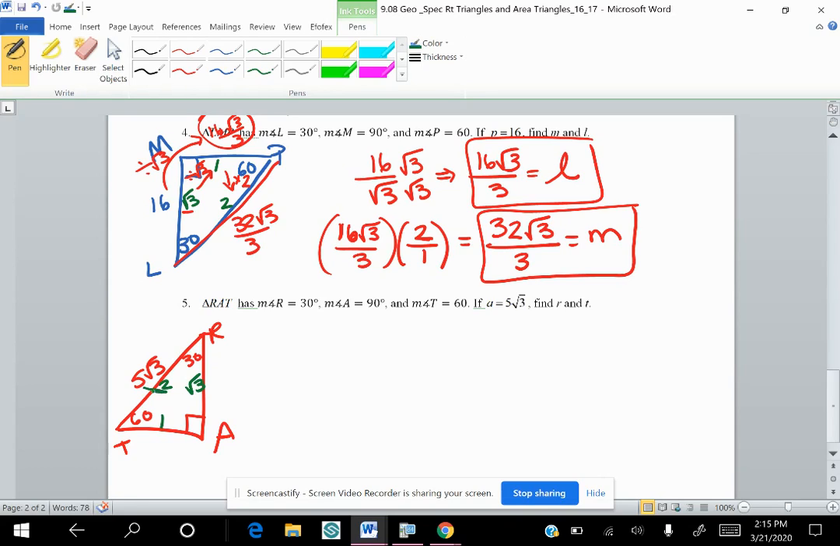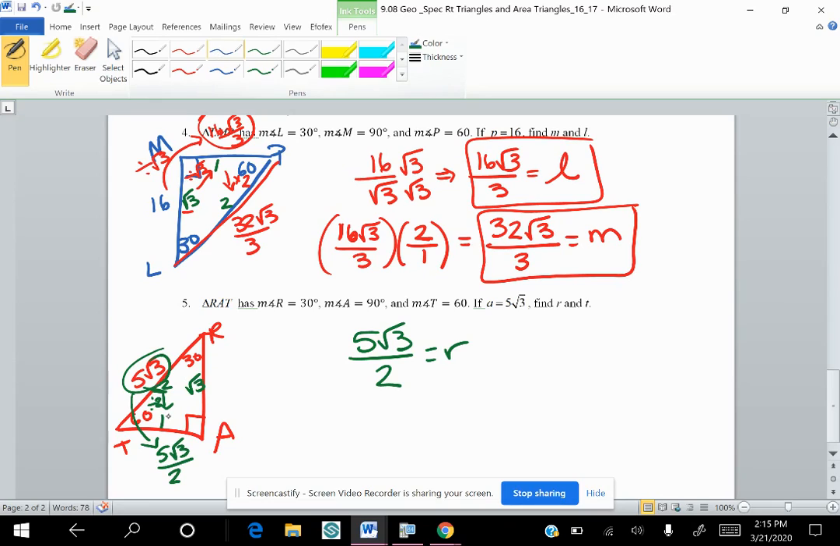I'm given the side that has the 2. So to get from a 2 to a 1, I want to divide by 2. So I'm going to take 5 radical 3 on the outside and divide that by 2. There's not a whole lot I can do from there, so I already have the radical in the numerator, and everything's reduced, so that's side R.